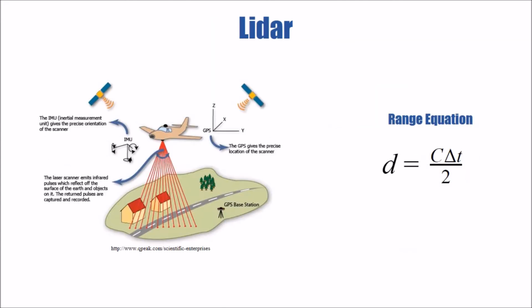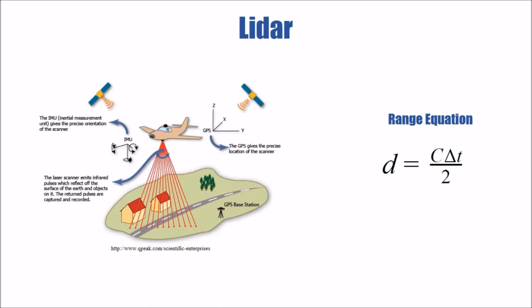Light detection and ranging, or LiDAR, is a type of active remote sensing. The generated radiation is laser light, which after being transmitted is reflected off the target and then received by a sensor. The range equation, c delta t over 2, determines the distance between the target and the receiver using the speed of light, c, and the time it takes the laser light to travel to and from the object.